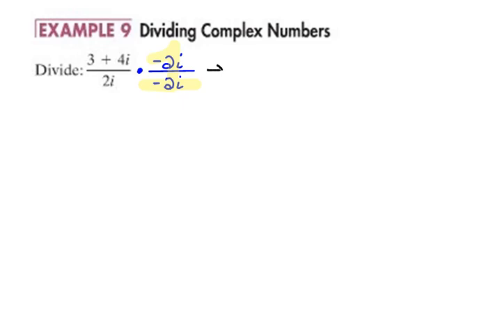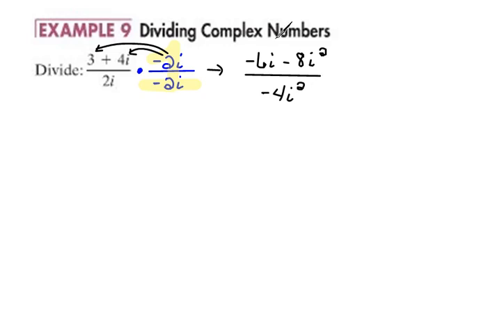Okay, so by doing that, now I'm going to have to distribute, and I think it'd be easier to look at distributing the negative 2i, kind of going backwards there. So 3 times negative 2i would be negative 6i, and a positive 4i times negative 2i would be a negative 8i squared. All over 2i times negative 2i would be negative 4i squared.